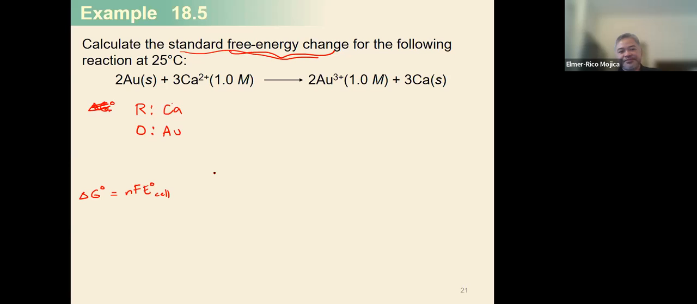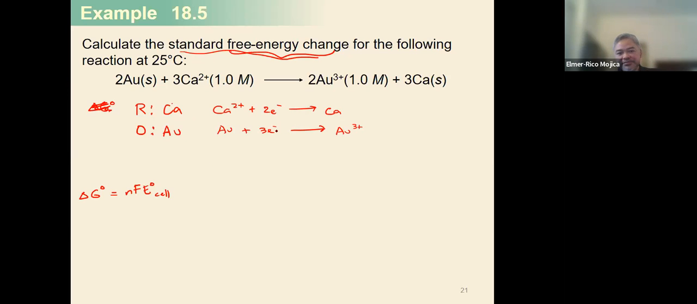Okay. So if we're going to look at the half reaction here, this is calcium 2 plus plus 2 electrons producing calcium. And you have here gold, reacting with 3 electrons, producing Au3 plus. Oh, okay.